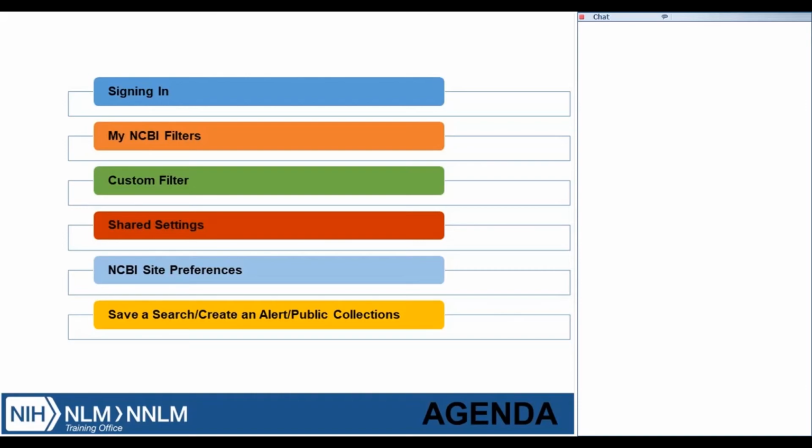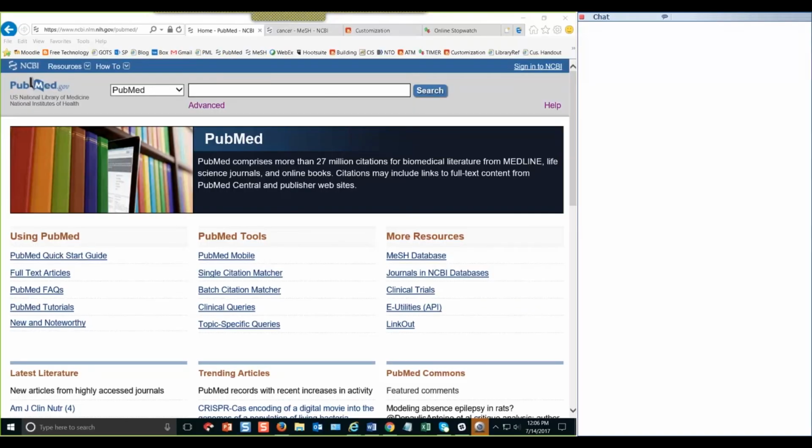And then once we're in My NCBI, I'll show you some options you can apply to customize the PubMed interface, and we'll save a search, create an alert, and share a collection. So today we're going to take a see one, do one approach to the exercises. I'm going to demonstrate. You can sit back and relax. You don't have to worry about watching and doing at the same time. And then I'm actually going to give you some time to do those exercises.